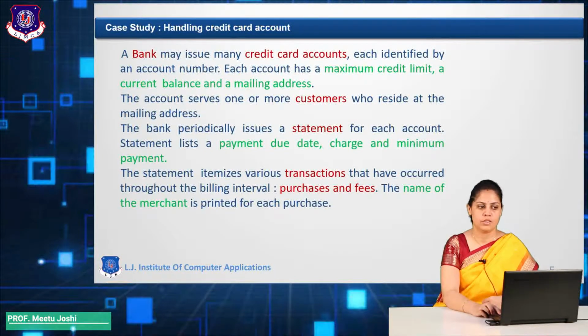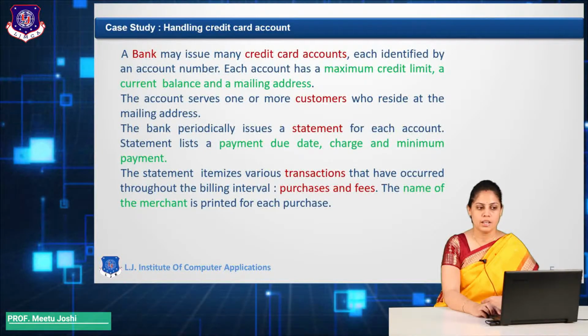Now we have one case study for handling a credit card account. Firstly, we read the problem statement, the problem for which we are going to draw the diagram, and try to identify the set of classes in it. Then we will identify the set of attributes and the set of operations for a class, and how we can connect these classes. The classes may be connected through various kinds of relationships like association, generalization, aggregation, and composition.